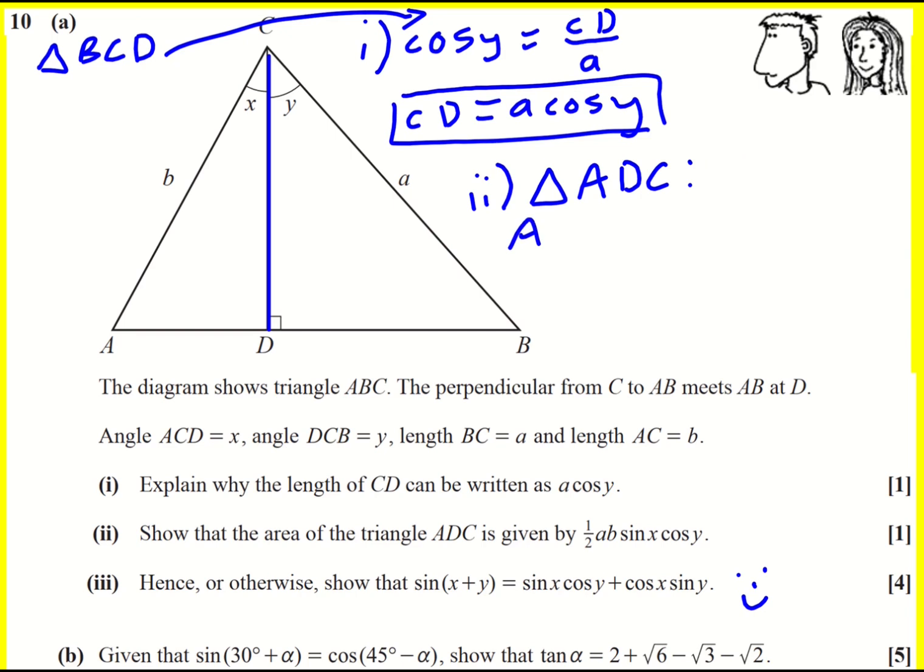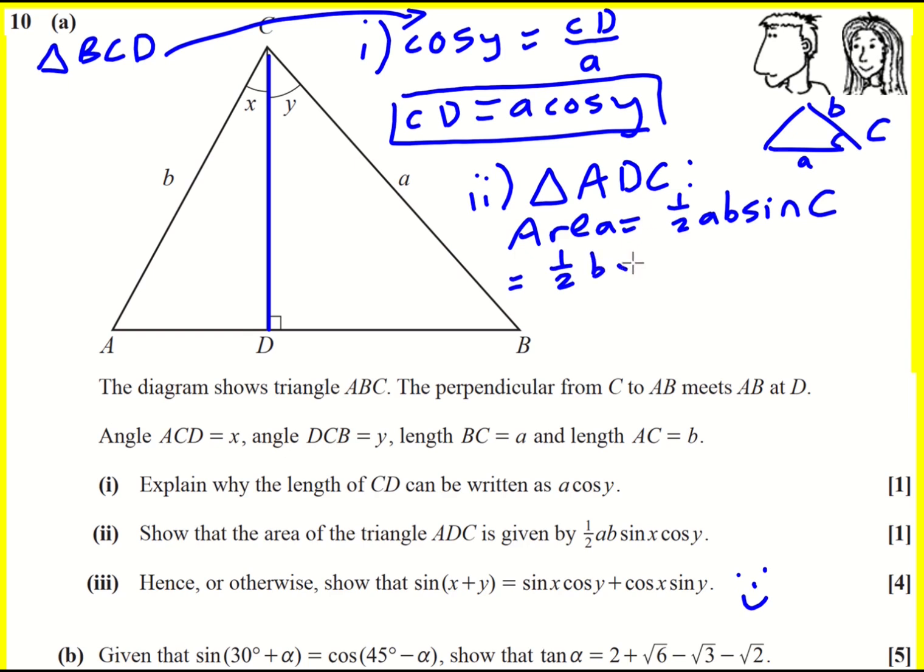Well, the area is going to be a half AB sine C. But that's for a general triangle where here's the angle C and we've got A and B. So in this case, I can do a half times the two sides. So it's going to be B times CD multiplied by sine X.